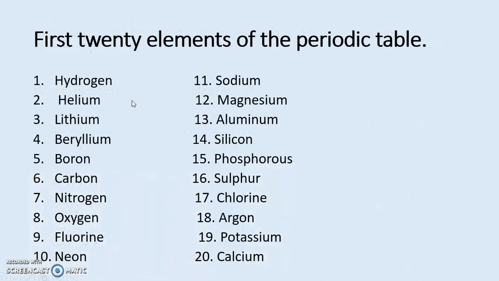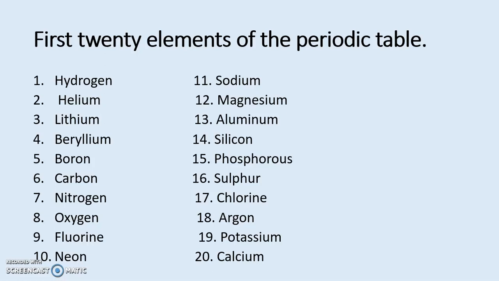Let's move on. Now, CXC requires you to learn the first 20 elements of the periodic table. And while learning these 20 elements, you must know their atomic numbers. Usually, it is recommended that you know the first 20 elements in order so you can easily identify the atomic number. These 20 elements include hydrogen, helium, lithium, beryllium, boron, carbon, nitrogen, oxygen, fluorine, neon, sodium, magnesium, aluminum, silicon, phosphorus, sulfur, chlorine, argon, potassium, calcium.